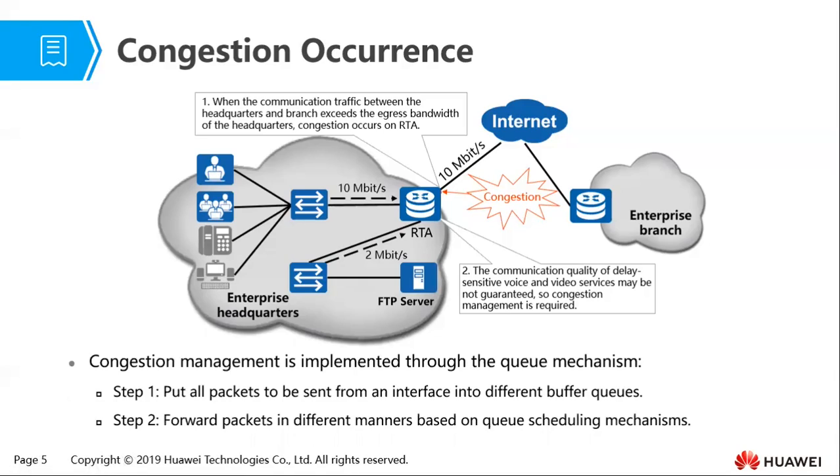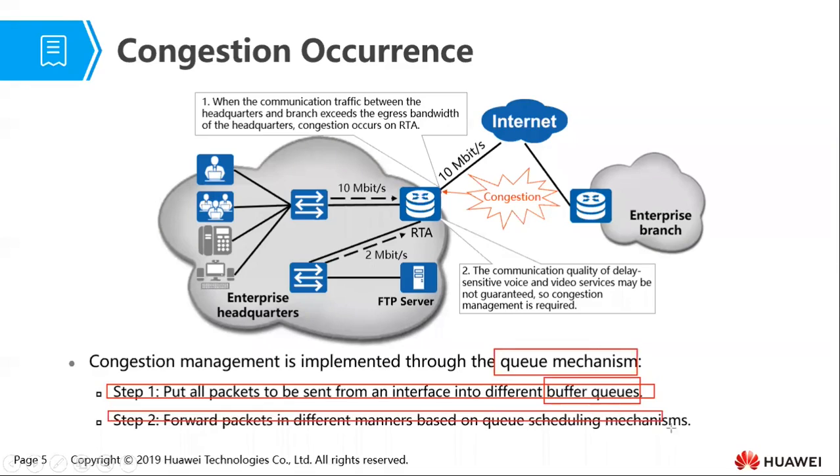Congestion management is implemented through a queue mechanism. So the solution to congestion management is a queue mechanism. In the first step, we want to put all the packets that are sent from an interface into different buffer queues. Then at step 2, we want to forward these packets in different manners based on the queue scheduling mechanism. We're going to see and discuss several queue scheduling algorithms.